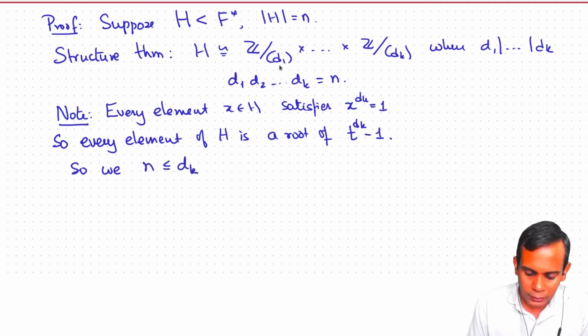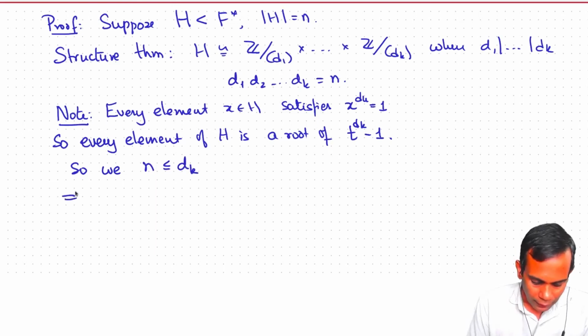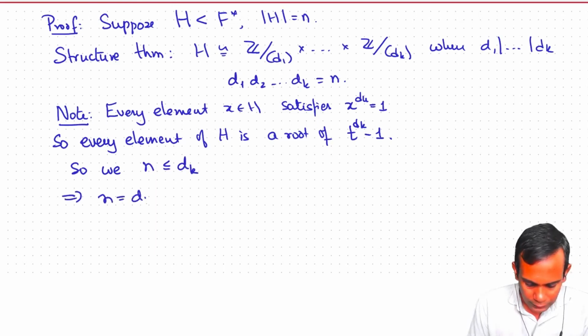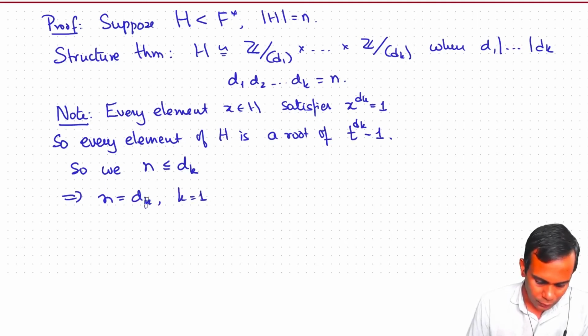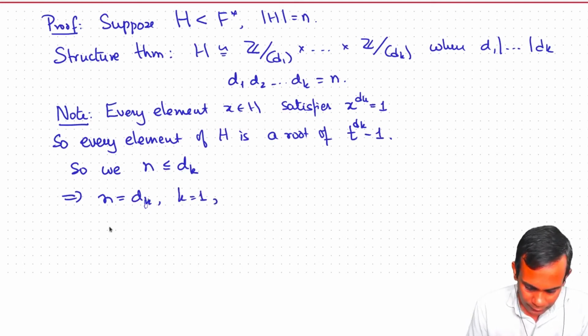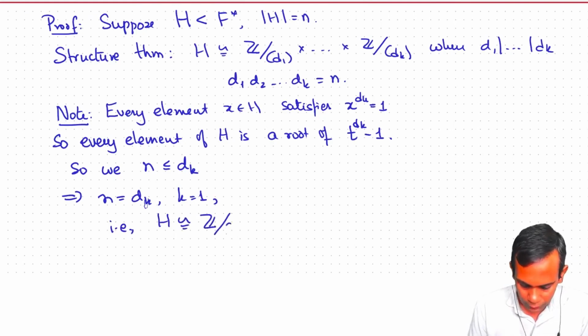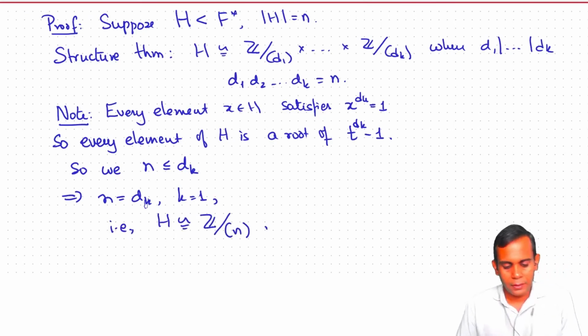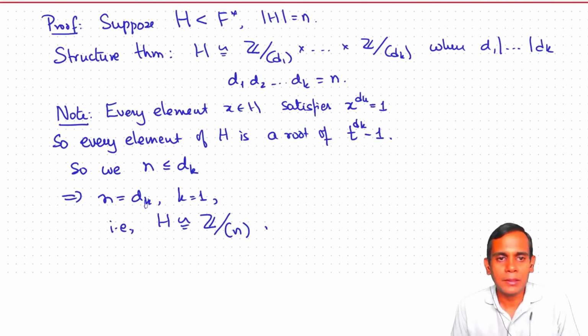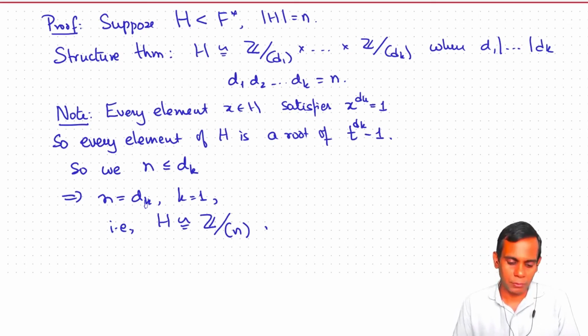But this is only possible if n is equal to dk and in fact k is equal to 1. Or I would just say n is equal to d1. So H is isomorphic to Z mod n. Okay, so that concludes the proof of the theorem. Every finite subgroup of the multiplicative group of any field is cyclic. In fact, if it is of order n, it is isomorphic to Z mod n.